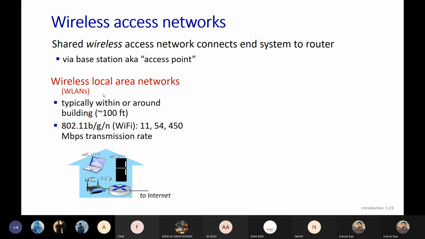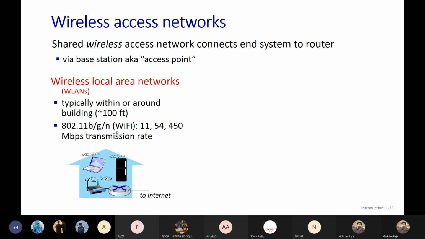Let me talk about the standards organization here. The organization which devises these standards is IEEE. IEEE is a standards organization which devises standards for WLANs, and they have certain numbers. The older ones are B, G, N. So these all are standards. The recent standard is AC, IEEE 802.11 AC.